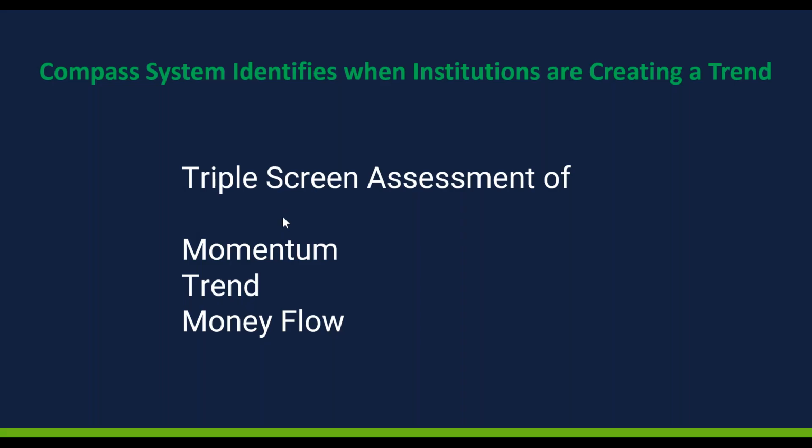Okay, so that's how we retrieve these results. Now, what I want to kind of go over is the Compass system, how it identifies when institutions are creating a trend. How do we know this? Well, we use what's called a triple screen assessment. Some people call this fractals. Some people call this, it's basically a multi-time frame comparison of these three things.